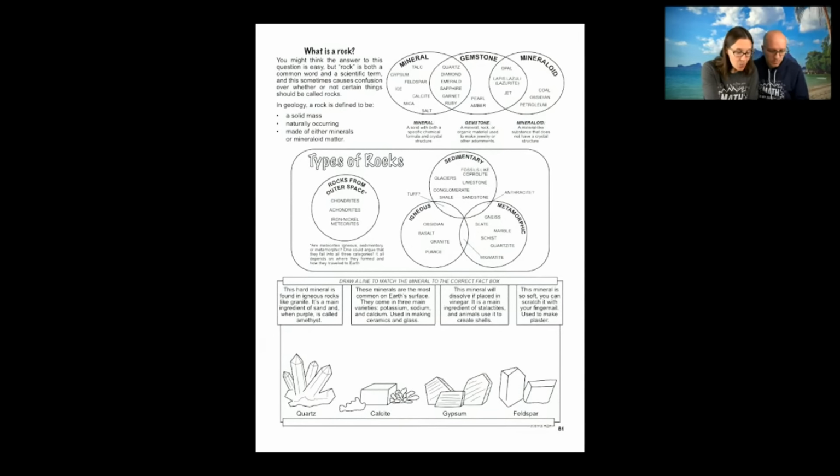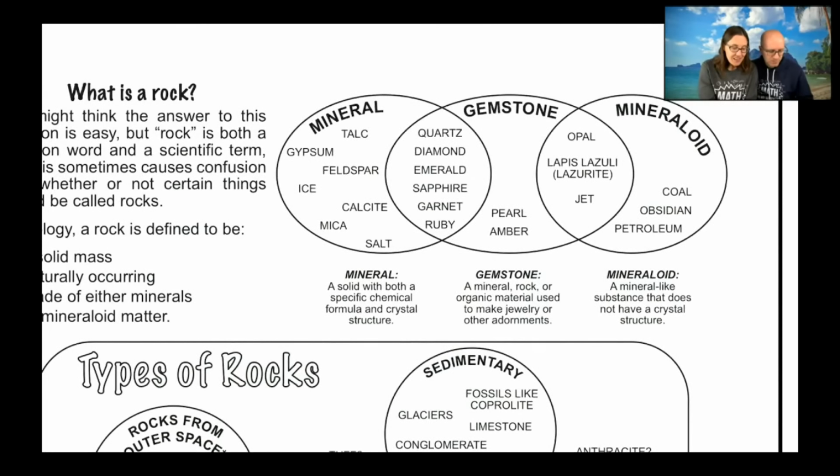Here we are on page 81. All right. Now, an opal, the stones that we were just looking at, these are gemstones. They're often used in jewelry, but they are not minerals. They don't have a crystal structure.